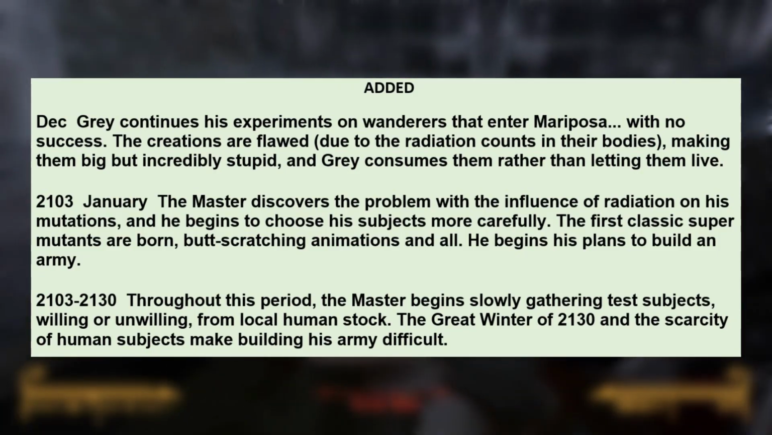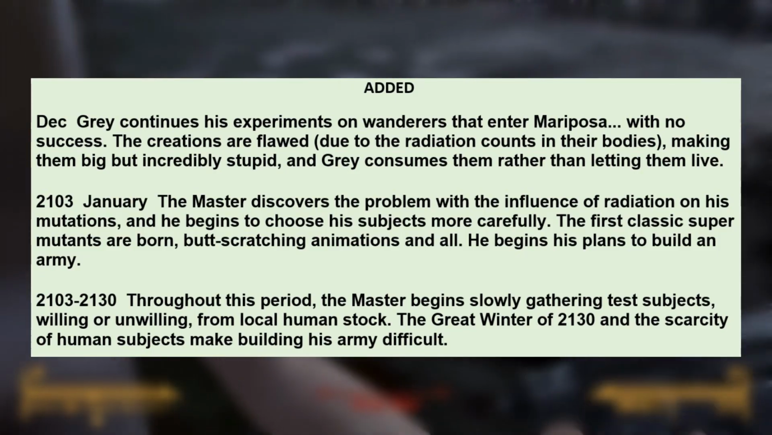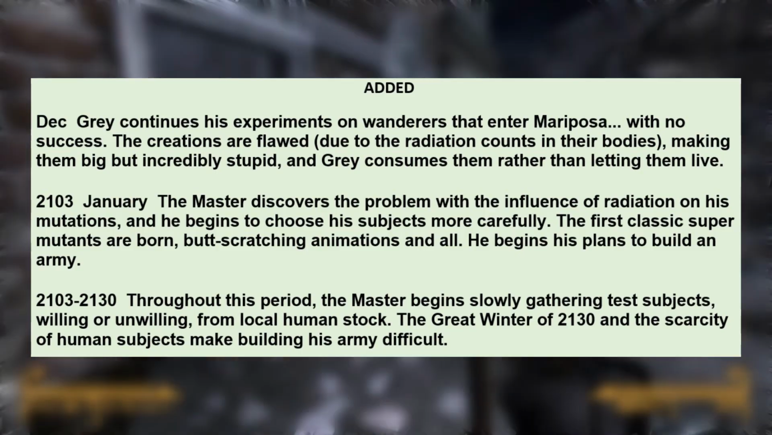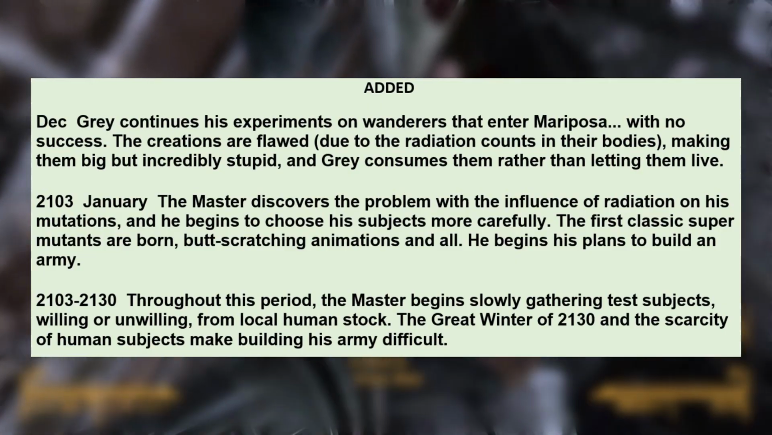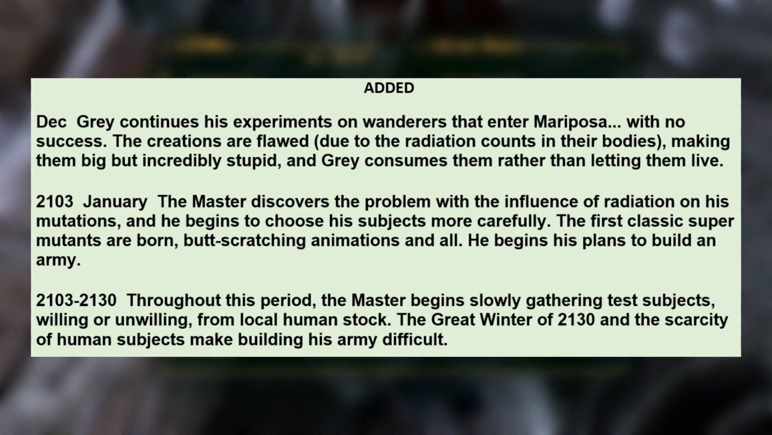2103 to 2130, throughout this period, the Master begins slowly gathering test subjects, willing or unwilling, from local human stock. The Great Winter of 2130 and the scarcity of human subjects make building his army difficult.